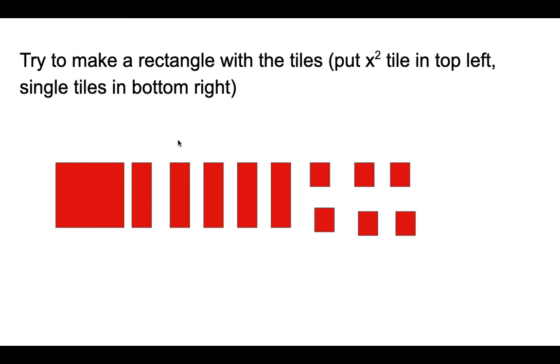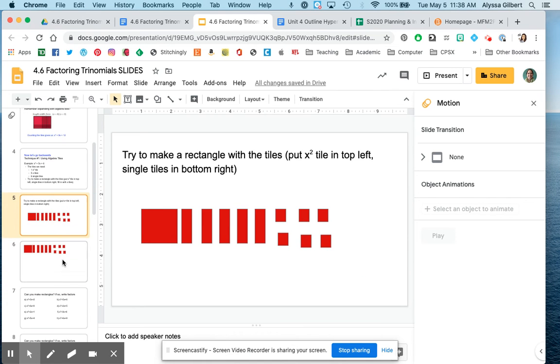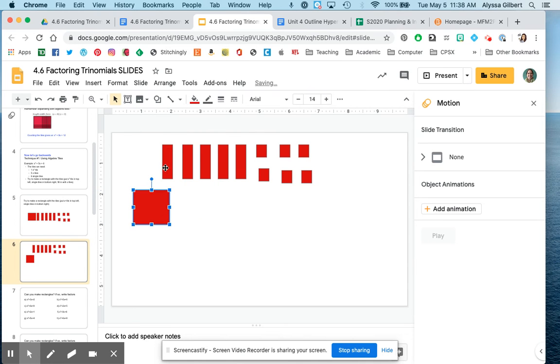So here are our tiles. So I have one x squared tile, I have 1, 2, 3, 4, 5 x tiles, and then 6 single tiles. So if I go into here, I'm just going to show how we can make this into a rectangle. So if I move this here, so remember I'm going to put the x squared tile in the top left, and then I'm going to put the single tiles down here.